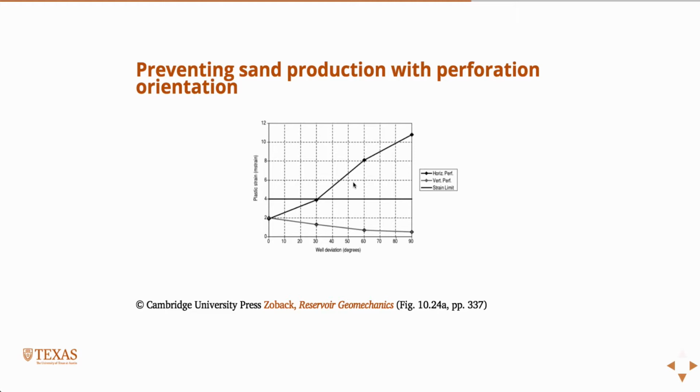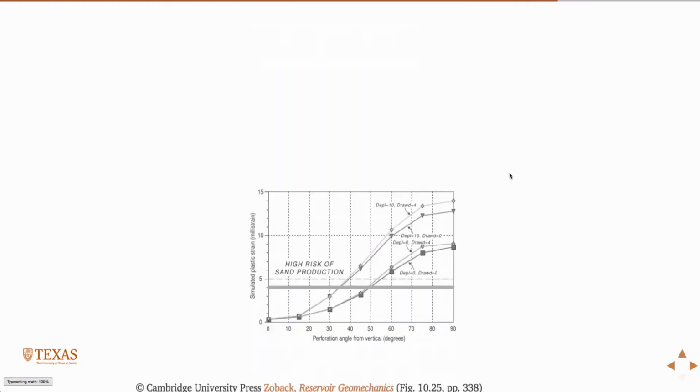And then anything less. So you can see in this case, if you perforate vertically for any angle of deviation, then you're safe, right? But if you perforate horizontally, then if you go past 30 degrees of deviation, you're going to expect a lot of sand production. So again, these are tied to one reservoir, but nevertheless, these are different ways you can look at these things to get some indication of what's going on.